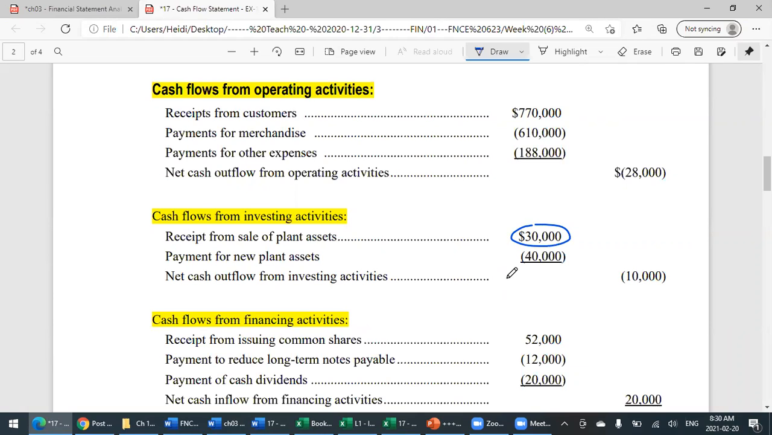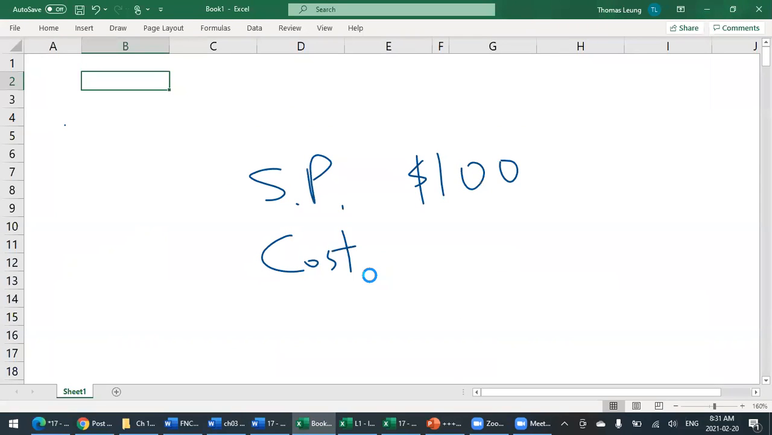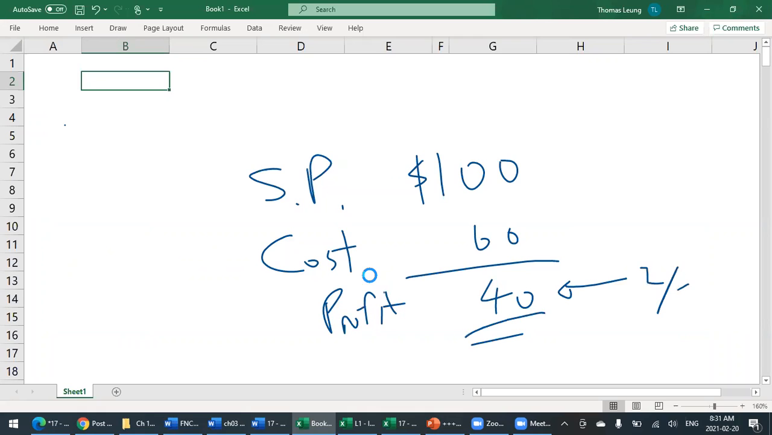No, not right. On the income statement, it's not showing the selling price. The income statement is showing the selling price minus the cost. So if you just sold an old machine, and the selling price is $100, and the cost of that old machine is, say, $60, then you have a profit of $40. So the income statement will show $40.